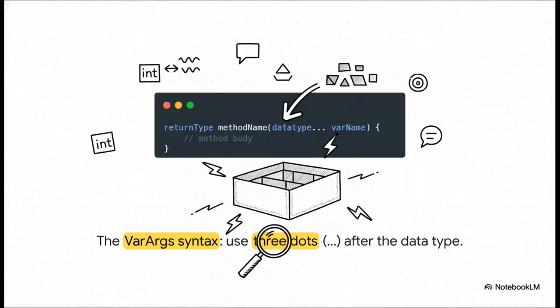And the syntax couldn't be easier. You just put 3 dots after the data type, like int ... numbers. So what's actually going on under the hood? Java takes all the arguments you pass, whether it's 1 number or 100, and it bundles them up into an array for you. Then you can just loop through that array inside your method. It's just a really clean way to handle things without writing a dozen different overloaded methods.